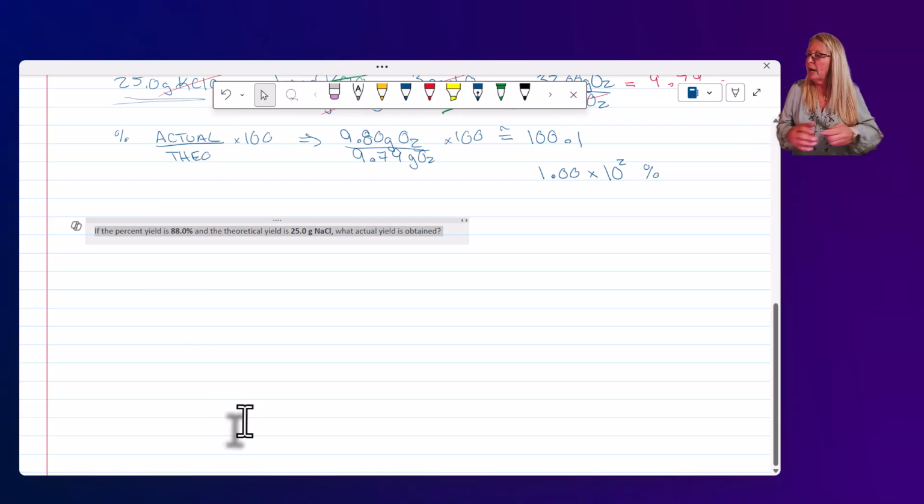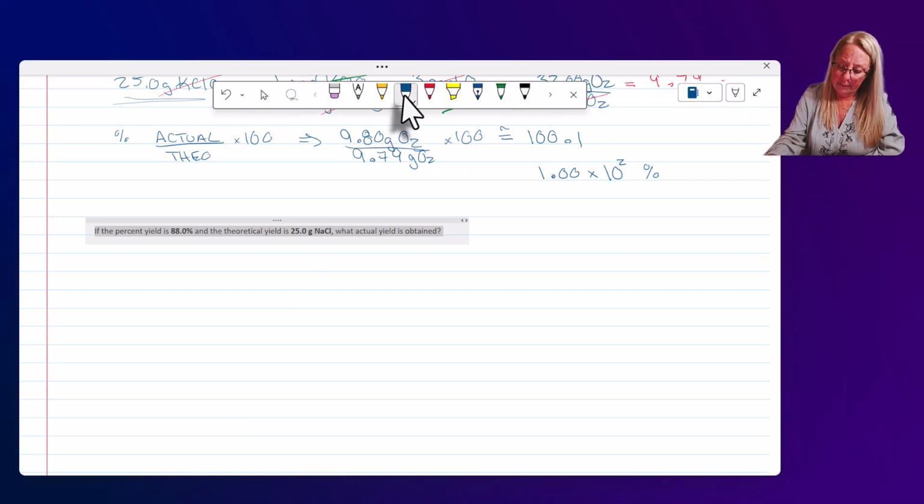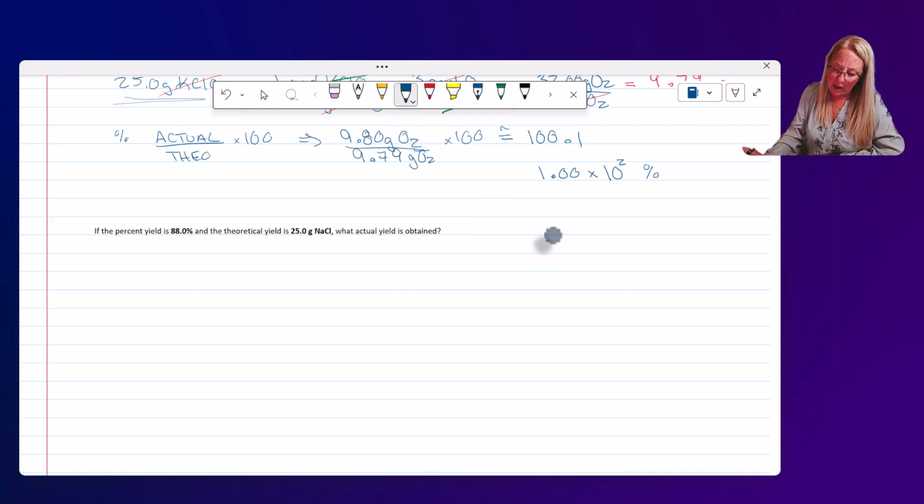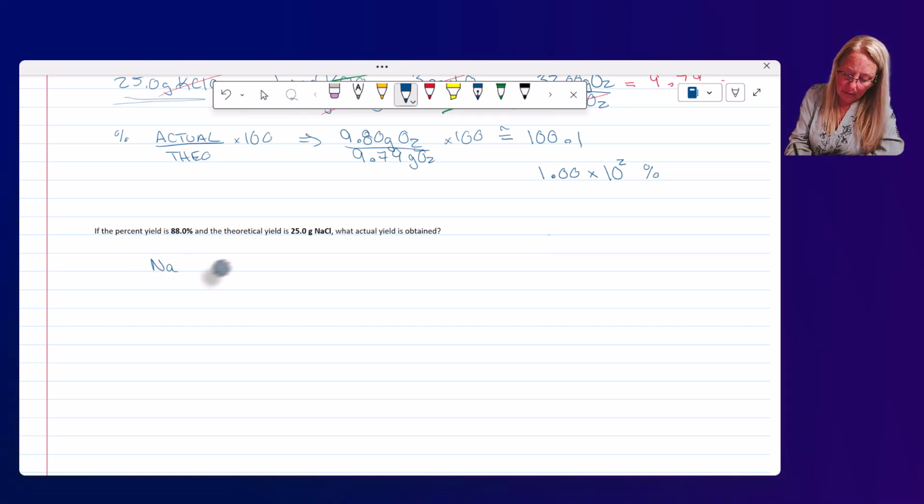So this is a reaction with sodium and chlorine to produce sodium chloride. This one, I want you to stop for a second and see if you can do the balanced equation on your own, and then come back. Okay, so I am going to react sodium metal, chlorine, to go to NaCl.